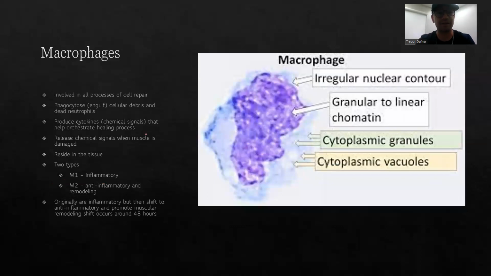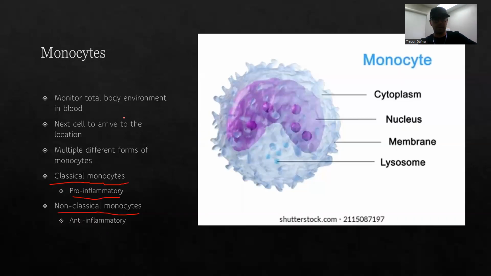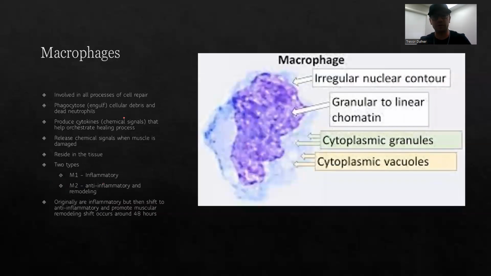And then finally, macrophages. Macrophages are involved in all processes of cell repair. They phagocytose or engulf cellular debris and the dead neutrophils. So go back here. The neutrophils arrived first. They cleared the debris. They did a lot of damage, and they've begun to die, and some of the debris that they have left behind and some of the damage that they have done is engulfed by the macrophages and removed from that area.